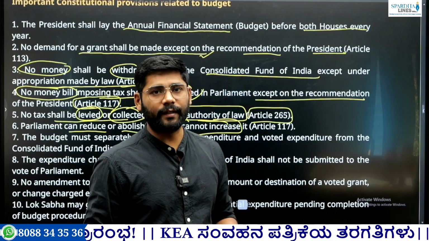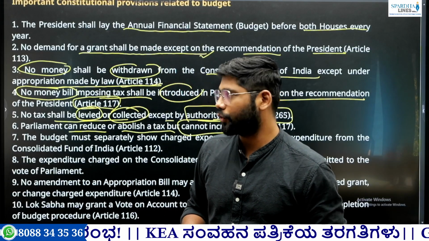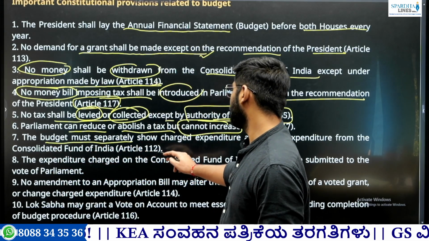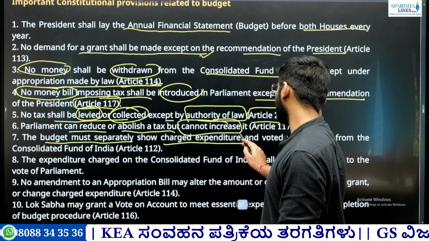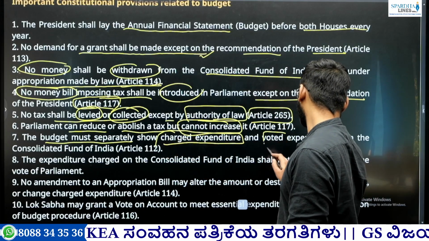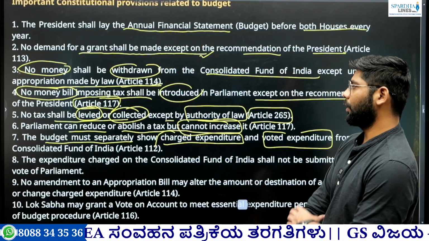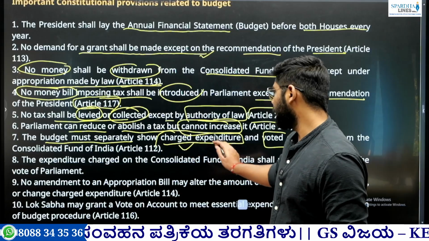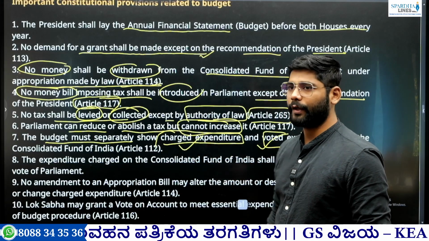Okay, they cannot increase it, but they can abolish or reduce. So this is an important condition. Then the budget must be separated to show charged expenditure and the voted expenditures from the Consolidated Fund of India. When it comes to the Consolidated Fund of India, there are two types of expenditure: one is charged expenditure and one is voted expenditure.